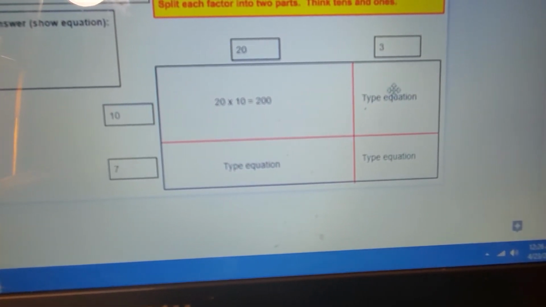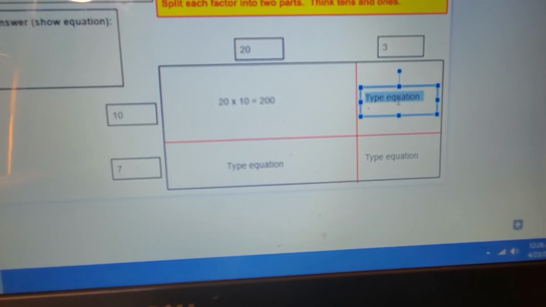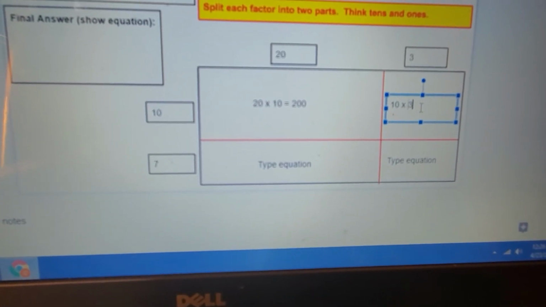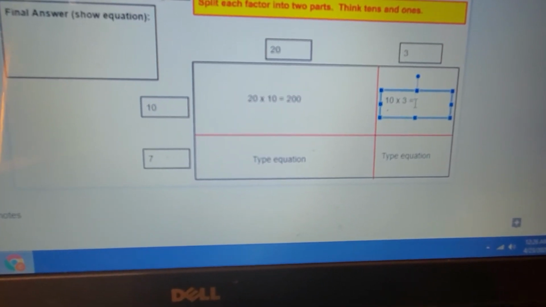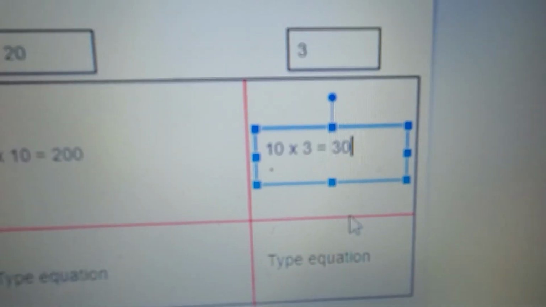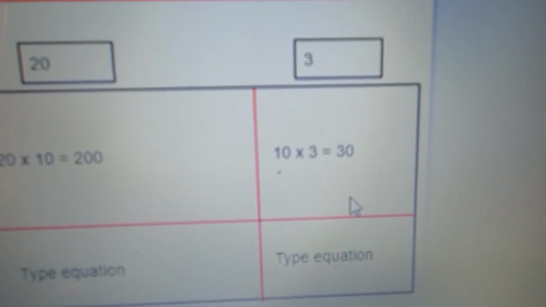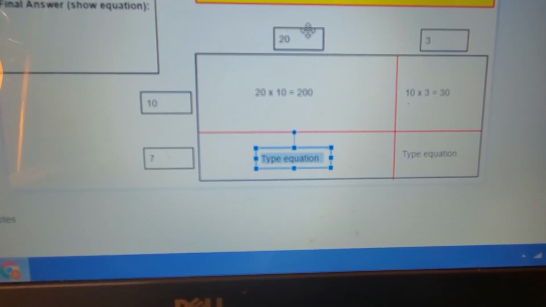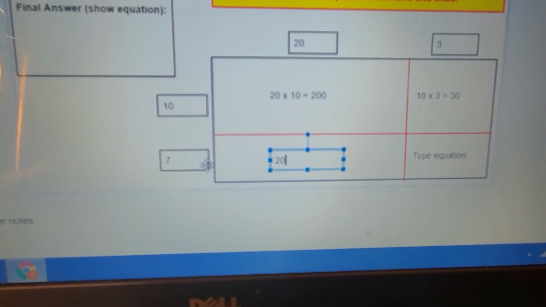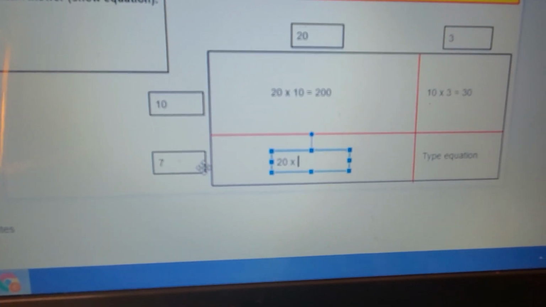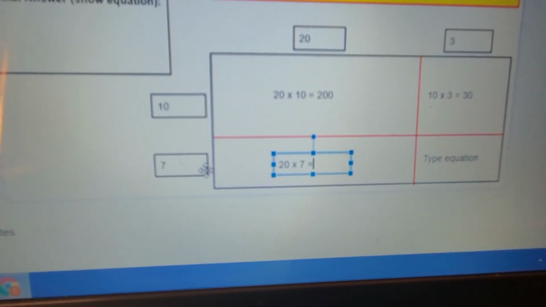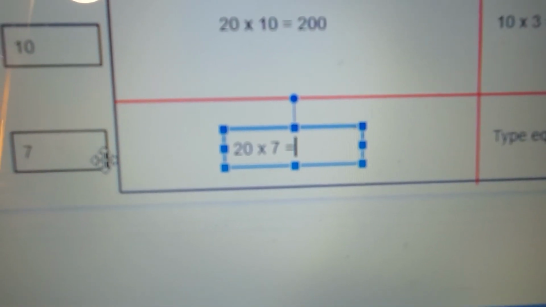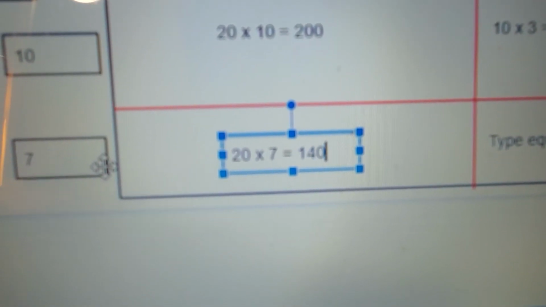This equation would be 3 times 10, or I could write 10 times 3. It doesn't really matter which order you multiply. 10 times 3 equals 30. Okay, this equation, we have 20 times 7. Now 20 times 7, you say, oh, it's a little tricky. But think about it. I know 2 times 7, that's 14. So it's 140.